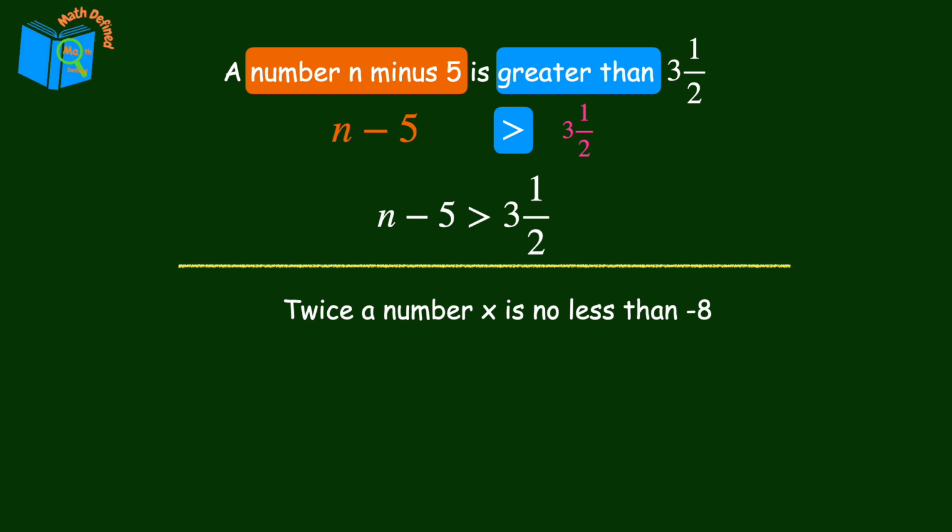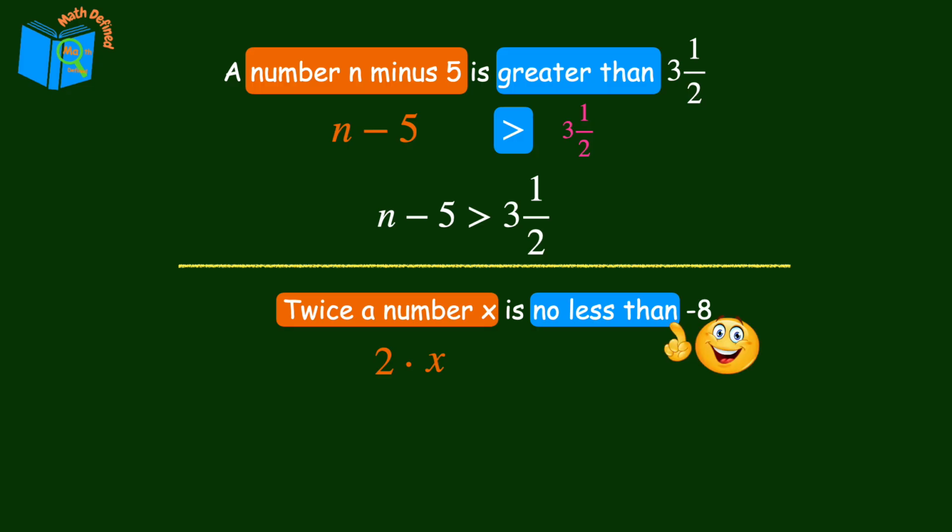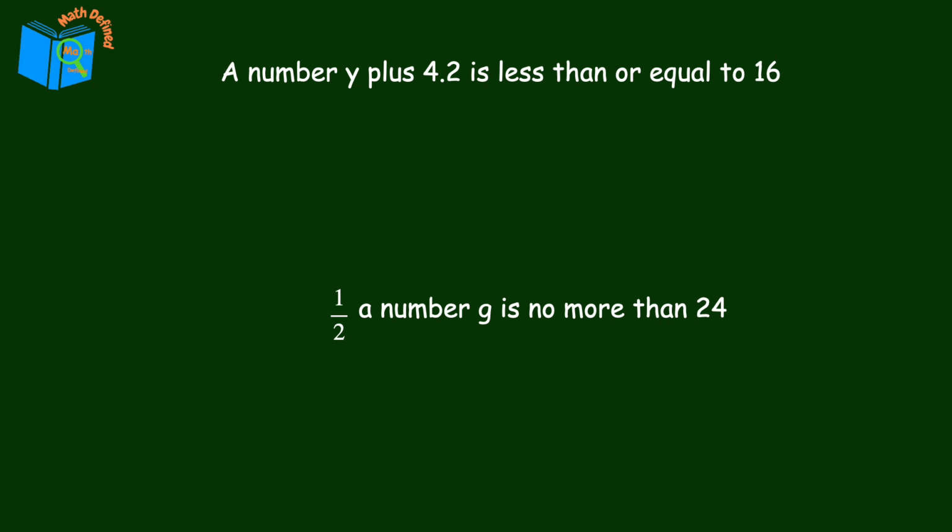Twice a number x is no less than -8. The key phrases are twice a number x, which translates to 2 times x, and is no less than -8. No less than is another way of saying greater than or equal to -8. We can simplify this to 2x is greater than or equal to -8. Keep that comparison symbol in mind as we move on. Are you ready to try a few on your own? Pause the video if you need more time, and then check back to see how you did.